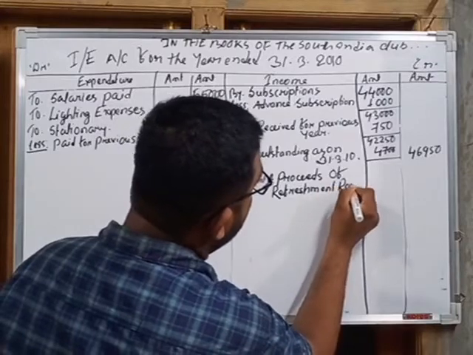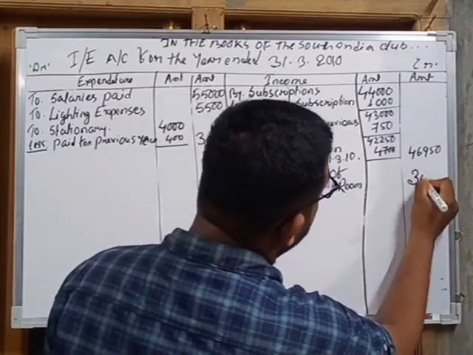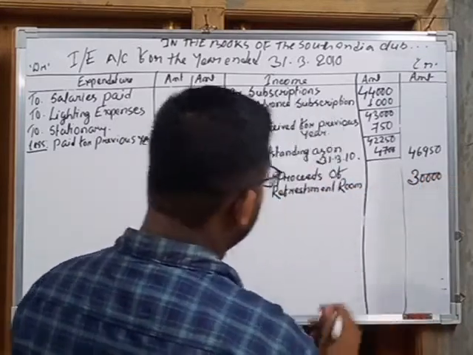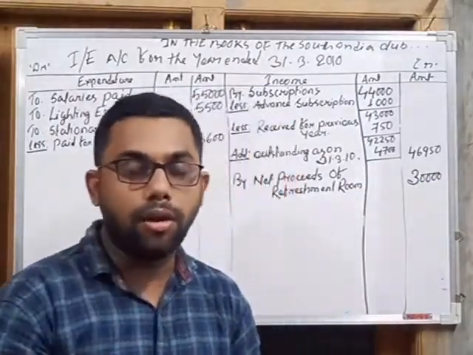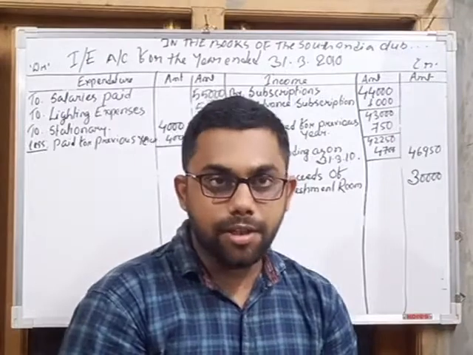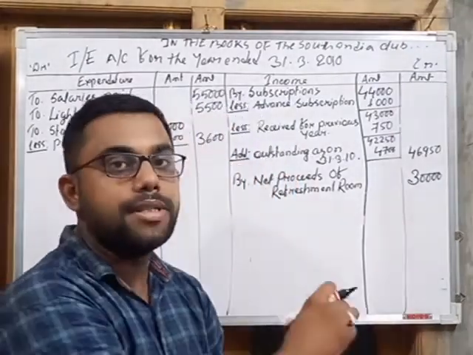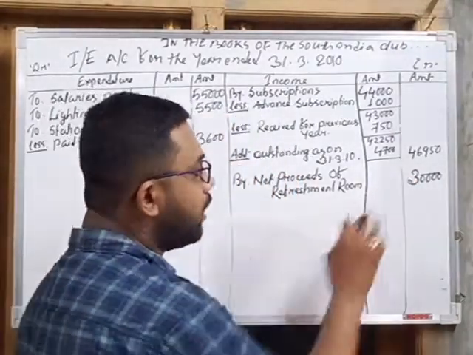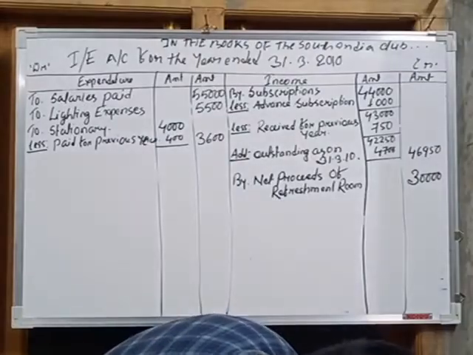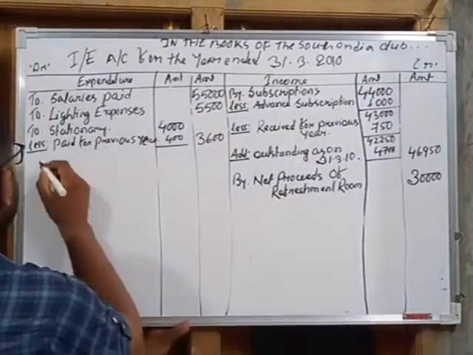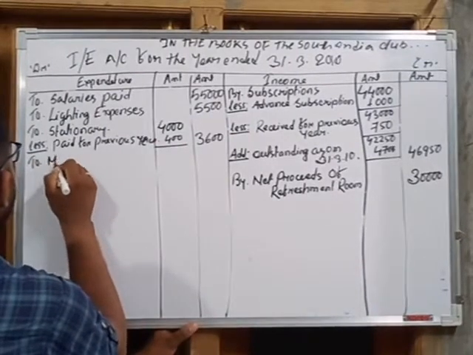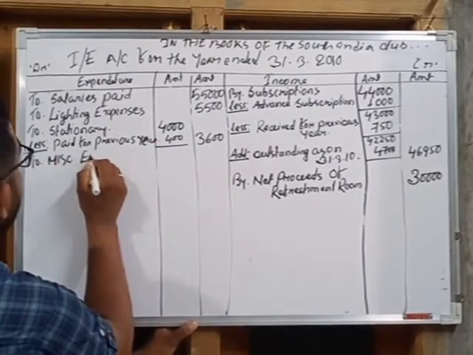Refreshment room, amount of rupees 30,000. Okay, so for example, the club has given its hall for conducting a cultural festival, and from which they have received rent, and the amount is rupees 30,000. So it will come on the income side. Next, miscellaneous expenses. It is an expenditure.